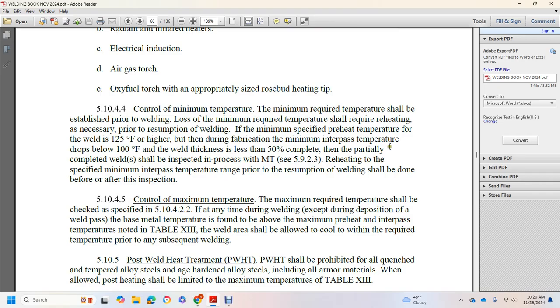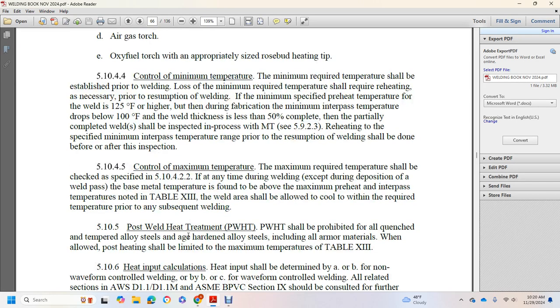Controlling maximum temperature. The maximum required temperature should be checked as specified with the 510-422 anytime during the weld, except during the deposition of the welding paste material. If the temperature is found to be above the maximum preheat interpass temperatures noted in Table 13, the welded area should be allowed to cool within the required temperature range prior to any subsequent welding.